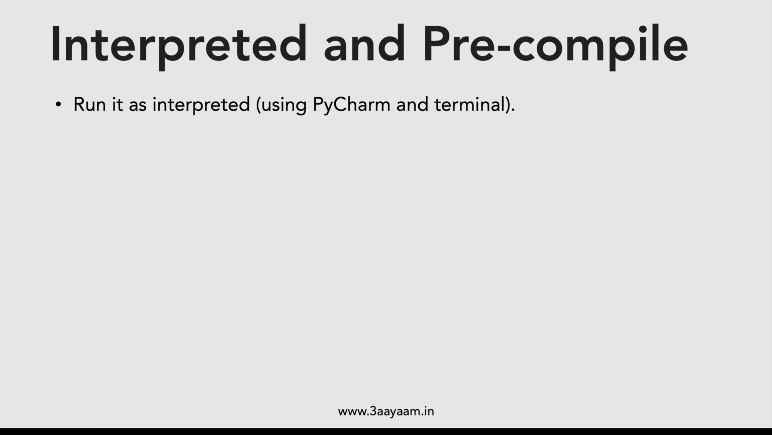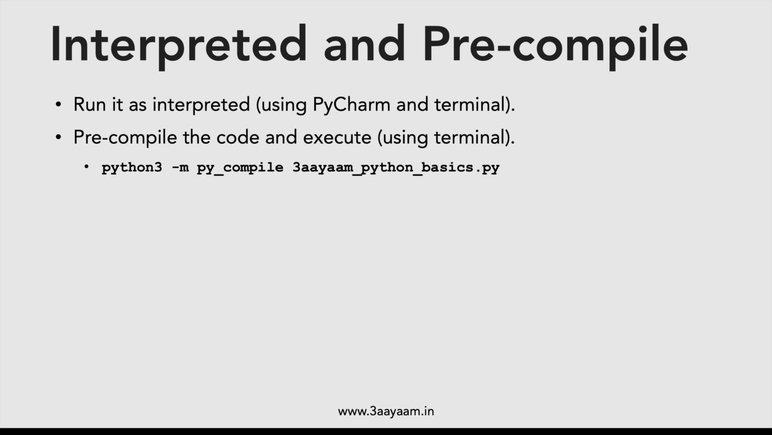So you can run Python as an interpreted language using PyCharm and terminal, or you can precompile the code and execute using terminal. So in the second case, Python becomes a compiled language. The way we compile it is using the python3 -m py_compile command. It compiles a particular program and creates a .pyc file, which is the compiled version of the actual code. Then we can use the python3 command to execute that pyc file.